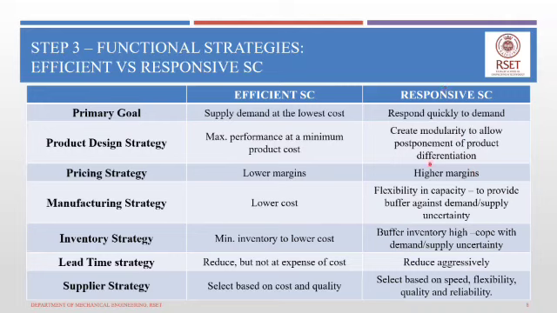Whereas in a responsive supply chain, their basic objective is to deliver the products as quickly as possible to the customer. So they reduce the lead time very aggressively, even at the expense of increased cost.